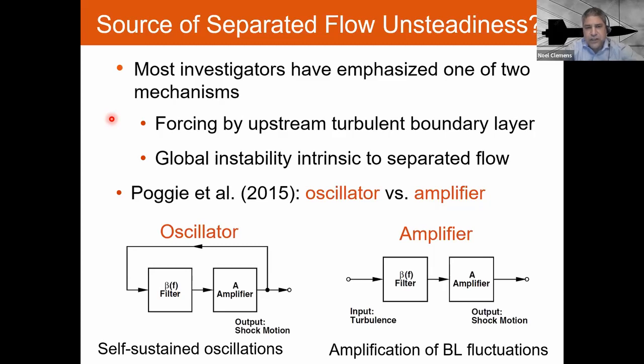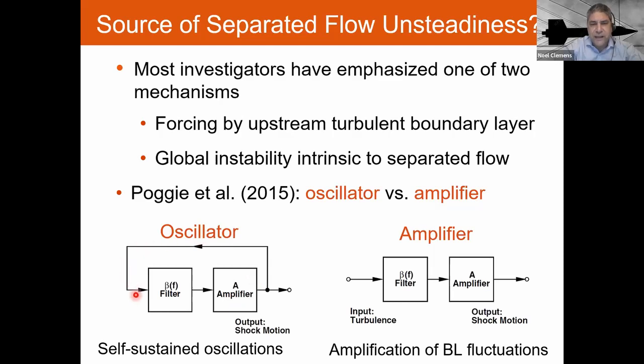Poggi put it this way in a paper, and I think it's nice to think about it like this: the interaction can appear as an oscillator, or it can appear as an amplifier. That remains to be seen by research, although we do have a pretty good idea by now. If it's an oscillator, then you can think of it as a combination of a filter and amplifier, but with feedback.